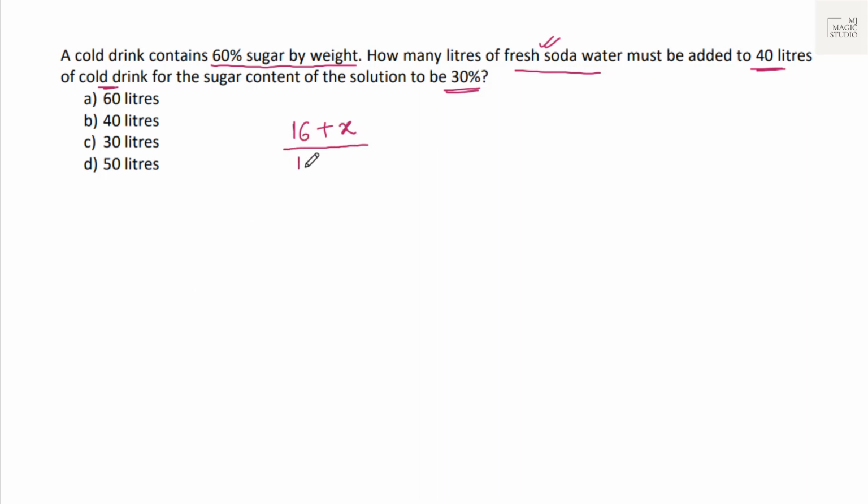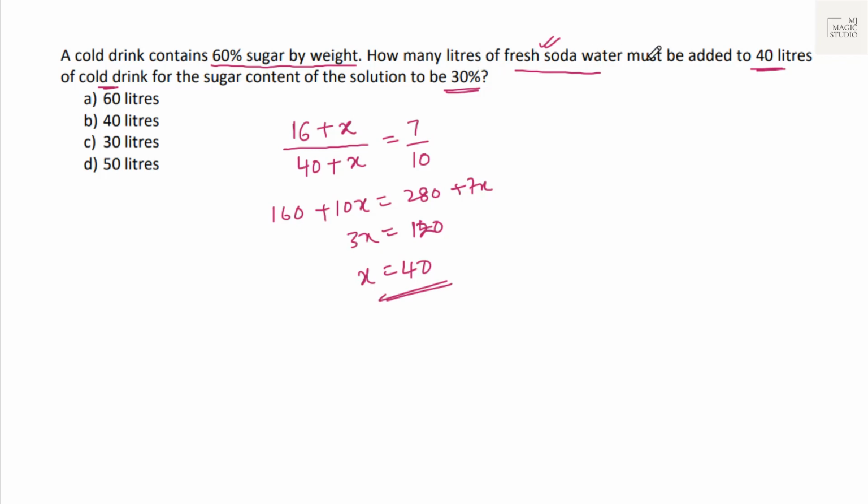So the total volume of the mixture will now become 40 plus X. This equals 70%, because now the sugar content of the solution is 30%, which means the fresh soda content will become 70%. This is 7 by 10. We just need to solve this and find the value of X. 160 plus 10X equals 280 plus 7X. 3X equals 120. Sorry, 280 minus 160 is 120. So X is 40.